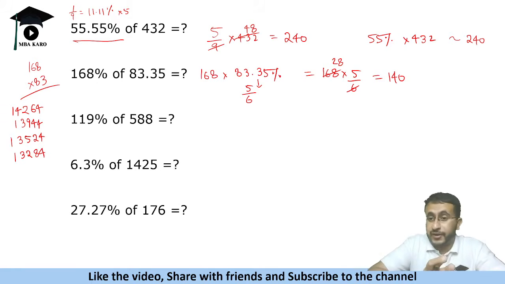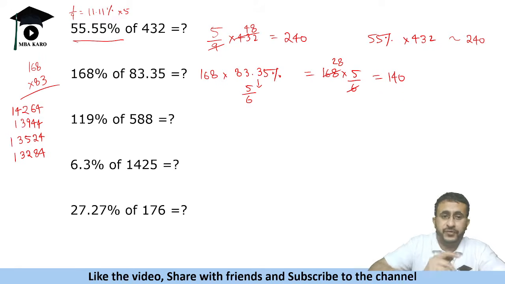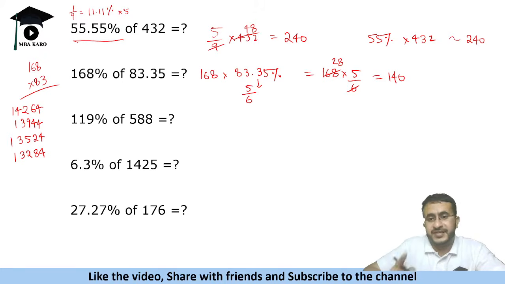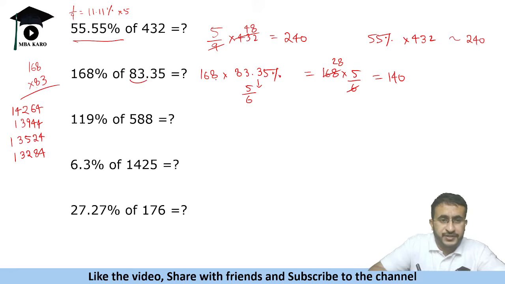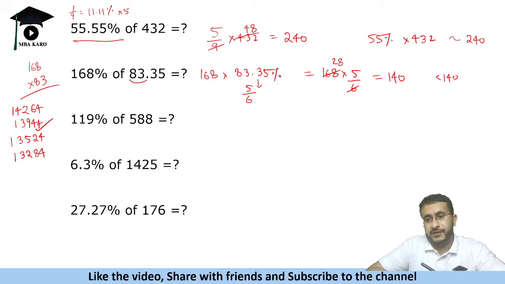It will take a lot of time to do this calculation. How we can do this is, we know that 83.33 is 5 by 6. So I can do 5 by 6 of 168, which is easy to do. If that is an easy calculation, I get 140, right? Now we need to find 83%, not 83.33%. So it is going to be slightly less than 140. So this 139 or 140 will be our answer.